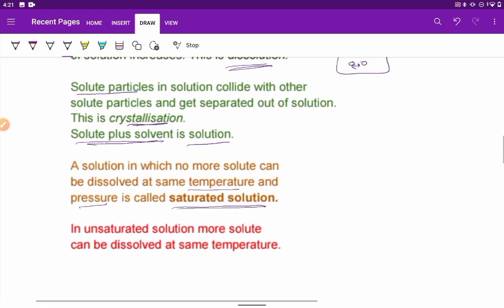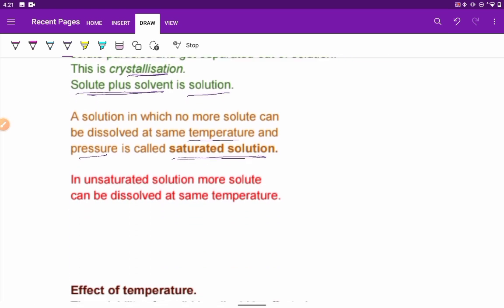But if the temperature remains the same and the solute can still get added to the solution, means we can add more solute, then it is unsaturated solution. In unsaturated solution, more solute can be dissolved at the same temperature.